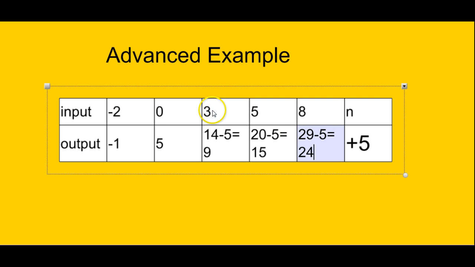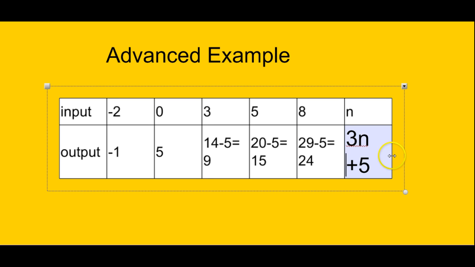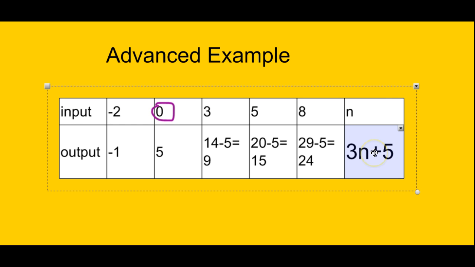Because when I say I took 3 and got 9, 5 and got 15, 8 and got 24, most of you are going to say that's times 3. 3 times 3 is 9, 5 times 3 is 15, 8 times 3 is 24. Then if I add 5, I get 29. 15 plus 5 is 20. 9 plus 5 is 14. So to write a two-step rule, I'm going to find my add 5 to begin with, and then I found times 3. So my rule turns into 3n plus 5.